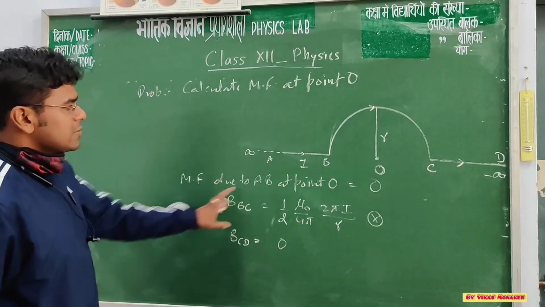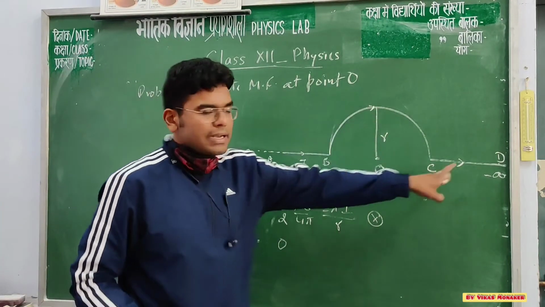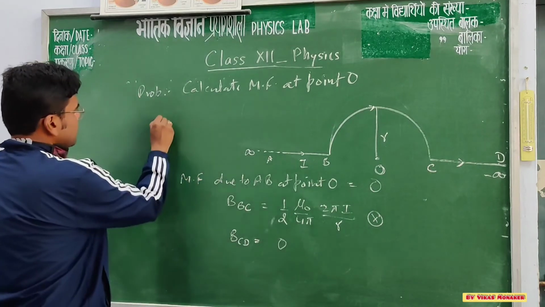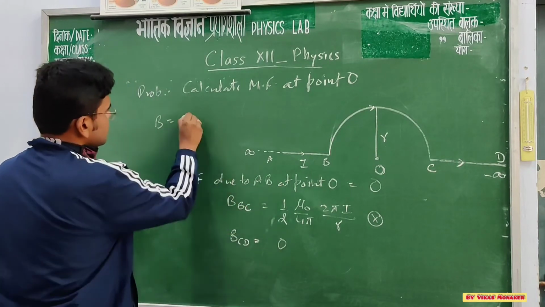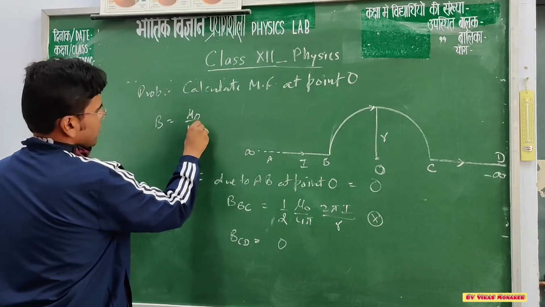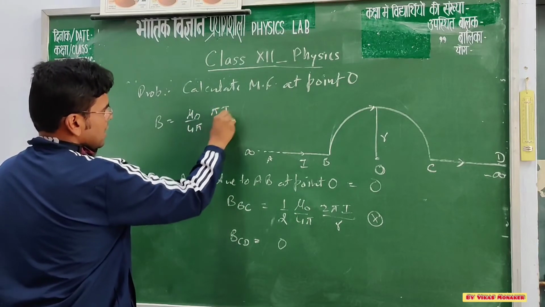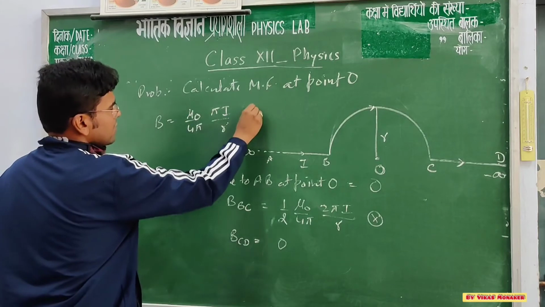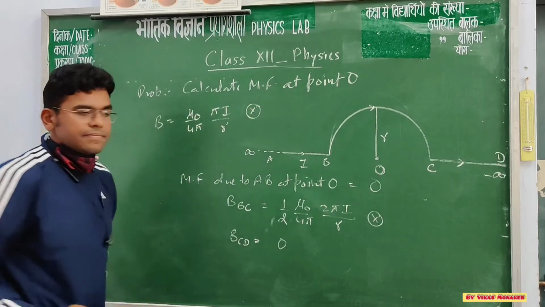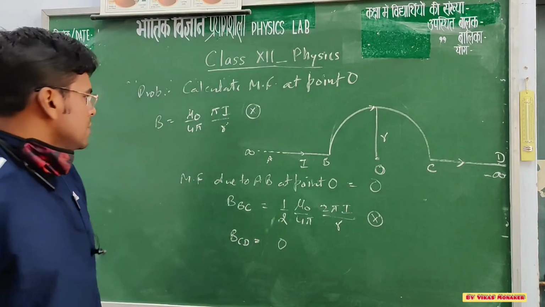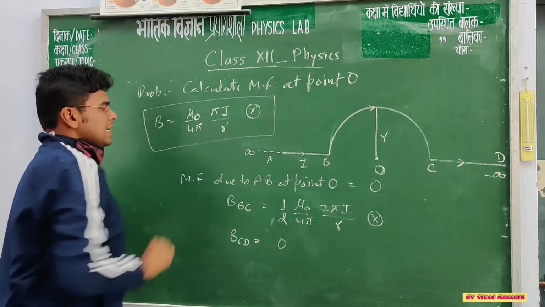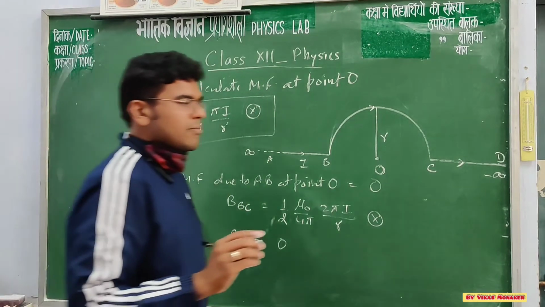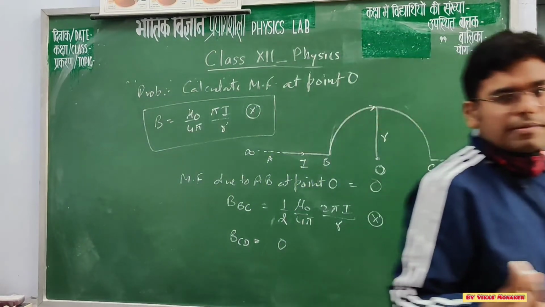So what is the answer? What is the total magnetic field due to this current carrying segment? Total magnetic field B is equal to 0 plus this plus this. That means mu naught upon 4 pi times I upon R. In which direction? It is in the inward direction. Clear? So in this way we can calculate the magnetic field due to a shape where we can use the formula or a combination of the formulas.